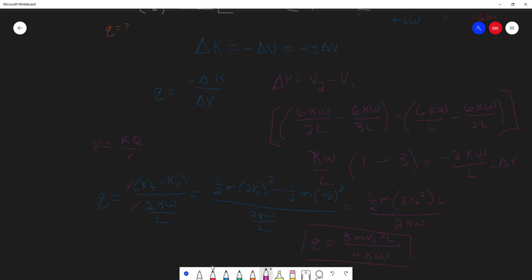It asked for voltage at point 2 as well. That's just this expression, which would be 3 kW over L minus 2 kW over L, which would just be kW over L equals V2.